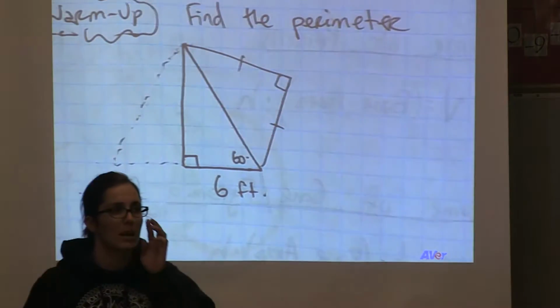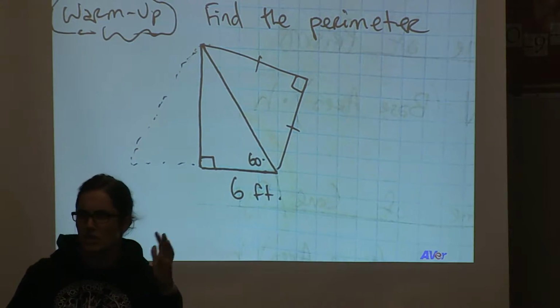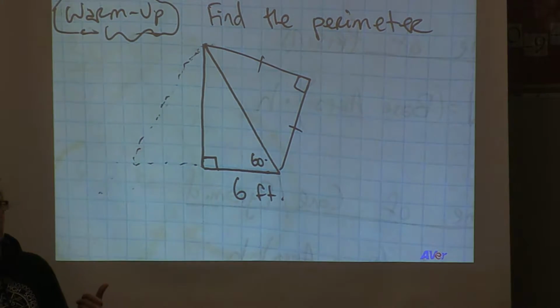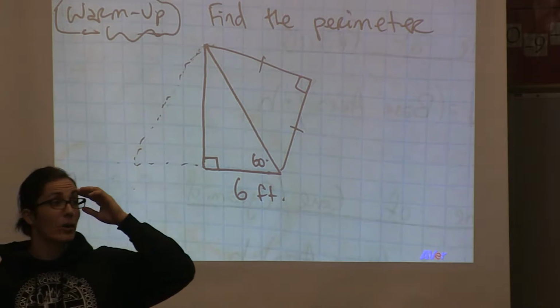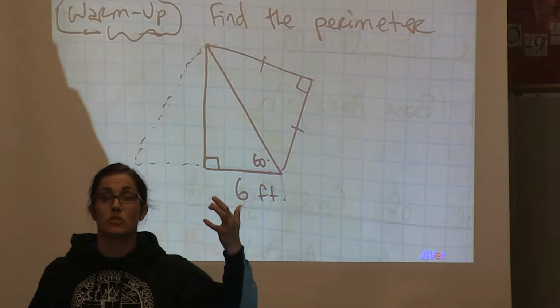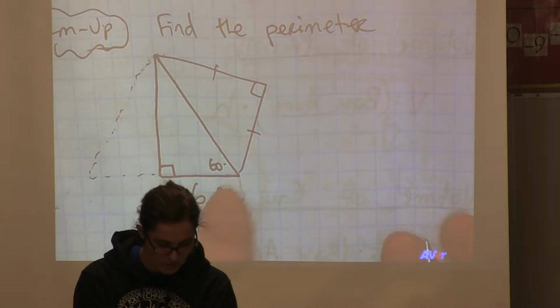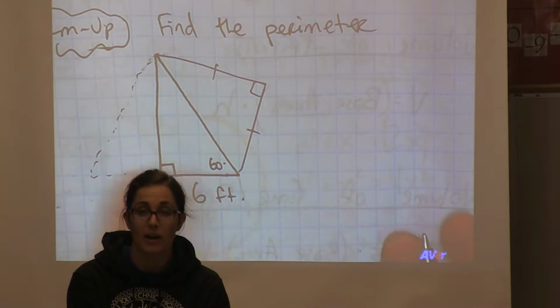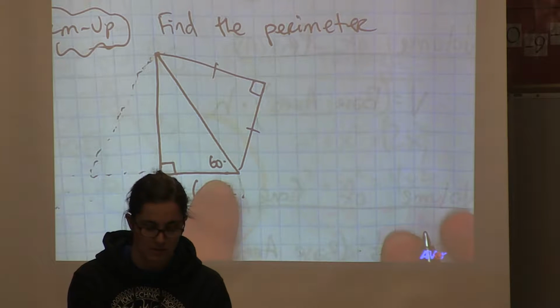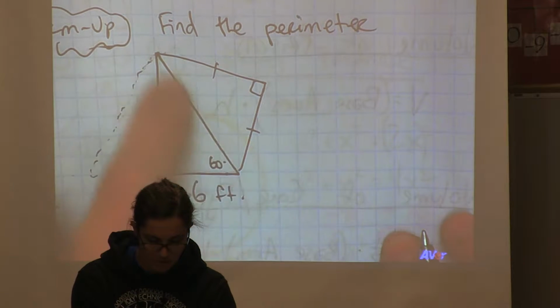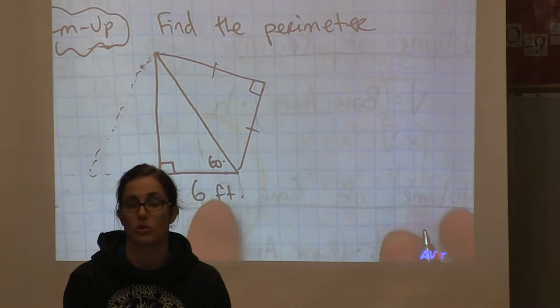Because I have a hard time remembering which side gets the 2 and the root 3. It's hard for me to remember. So each time I go ahead and I picture it as the full triangle. And that helps me remember, oh yeah, this short leg, that's half of the original side. And that means my hypotenuse right here is going to be double the short leg.